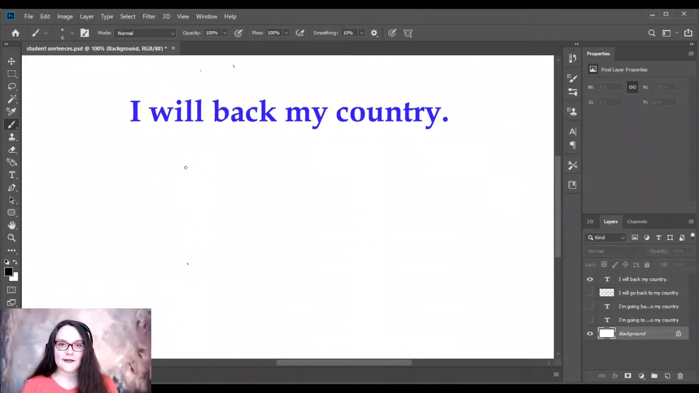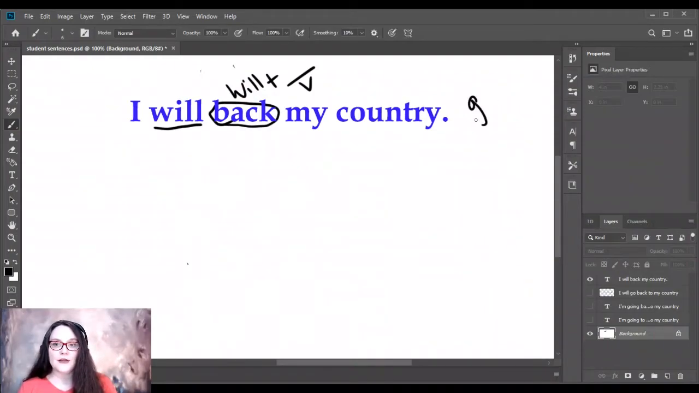Well, the first thing I notice when I look at this sentence is will. This is a future tense. And when I construct future tense with will, I need will plus a verb in its base form. So what is the verb in this sentence? That's the problem. There's no verb. So I see back, and I know that this is part of a phrasal verb, go back.